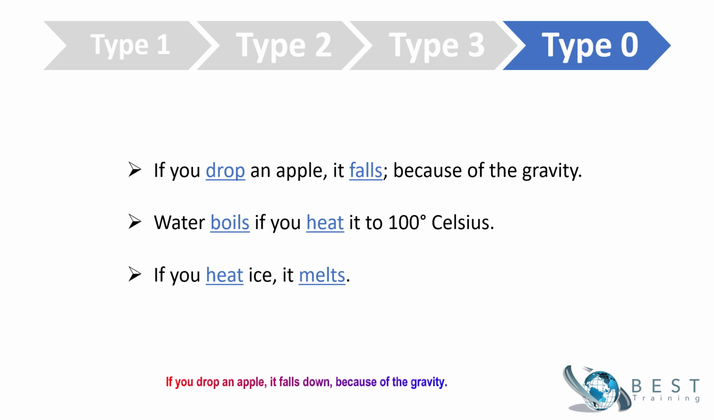If you drop an apple, it falls down because of gravity. We can't have another result. It's a fact. Astronauts in space can say, if you drop an apple, it floats in space because there's no gravity. Water boils if you heat it to 100 degrees Celsius. It's a logical result. If you heat ice, it melts. The same. It's logical. It turns to water.